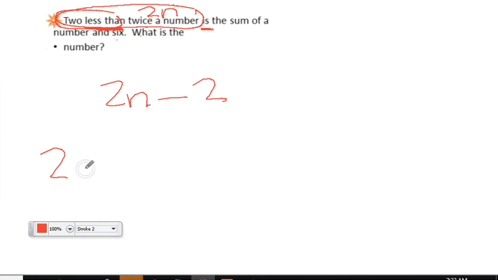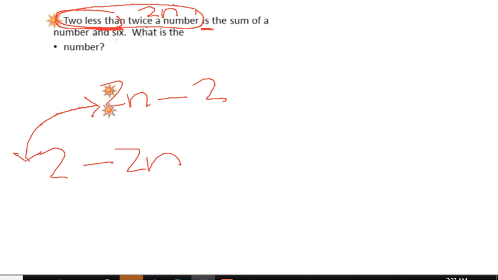Okay, do not do this. Okay, these two are not the same. And they're not the same because this is a positive 2n, and if you write it like this, it's going to make this a negative 2n and this a positive 2. Okay, so please make sure that when you see the words less than, you flip it around. You have to do the twice a number first and then 2 less than that.